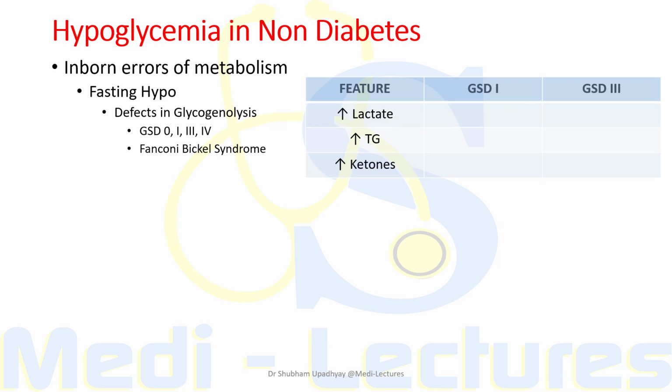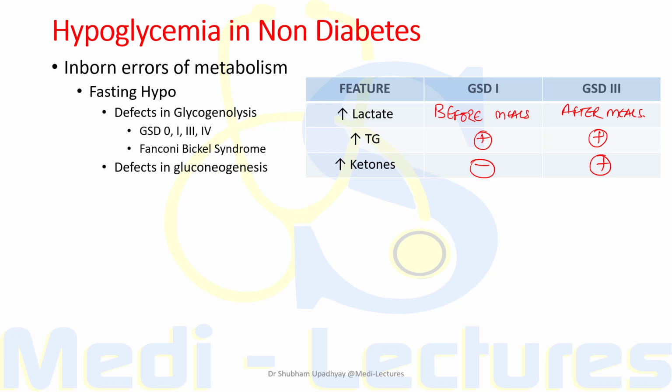Now it is important to note the differences between glycogen storage disorder 1 and 3. There will be increased lactate in both type 1 and type 3, but increased lactate in type 1 will be seen before meals. In type 3 there will be an increase in lactate level after meals. There will be increased triglyceride in both type 1 and type 3, but the differentiating point is ketones: GSD type 1 will not have increased ketones, while there will be raised ketone levels in glycogen storage disorder type 3.